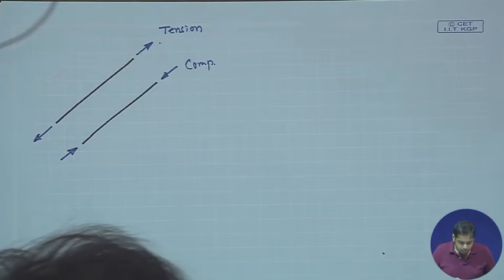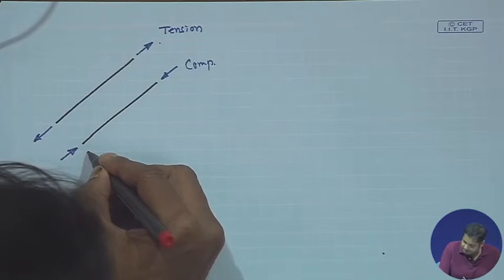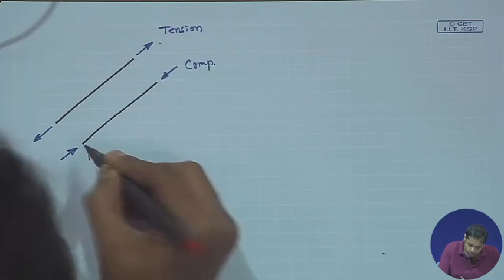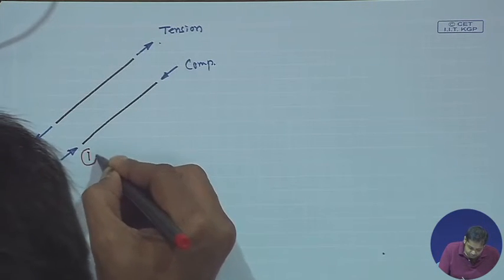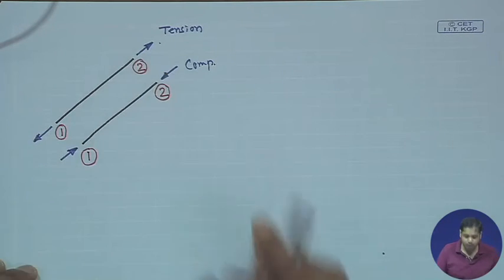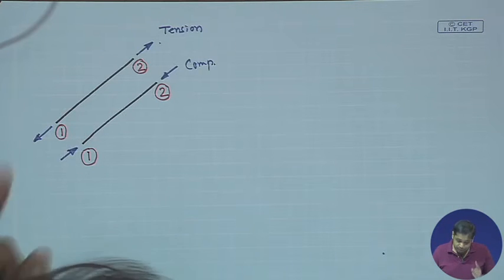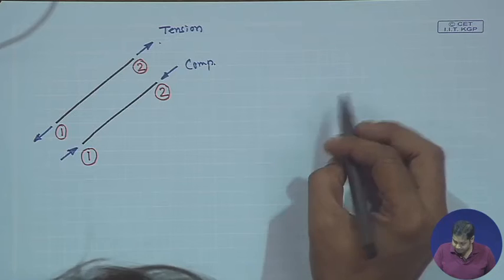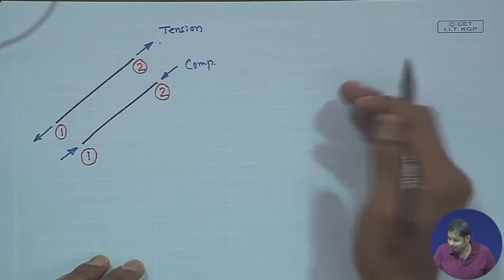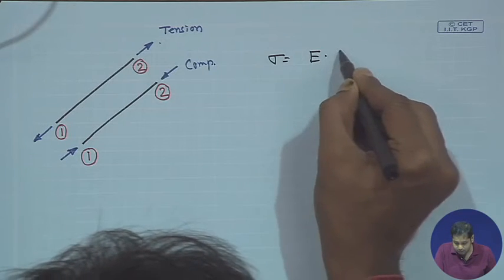Now, let us find out. Suppose in this member, this is joint number 1 and this is joint number 2. Now, we take tension as positive and compression as negative. Now, if you remember, Hooke's law says how stress and strain are related. We know that sigma is equal to Young's modulus into strain.